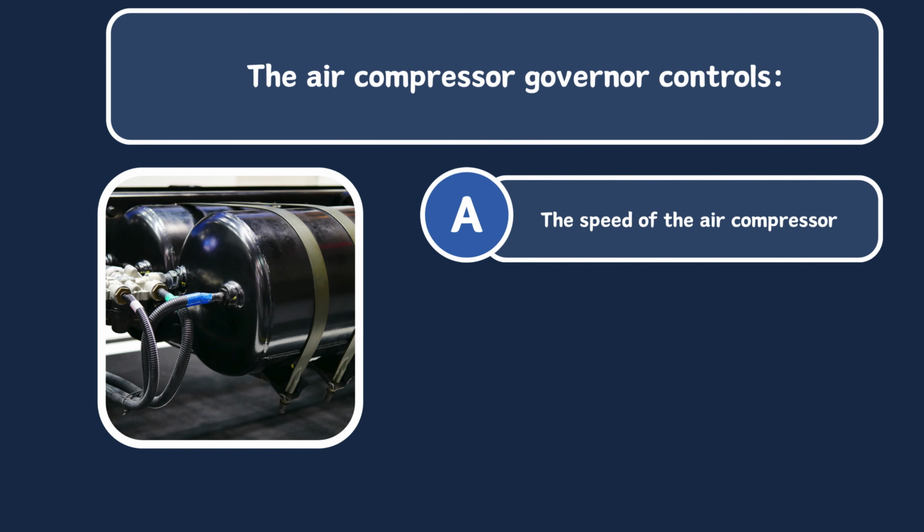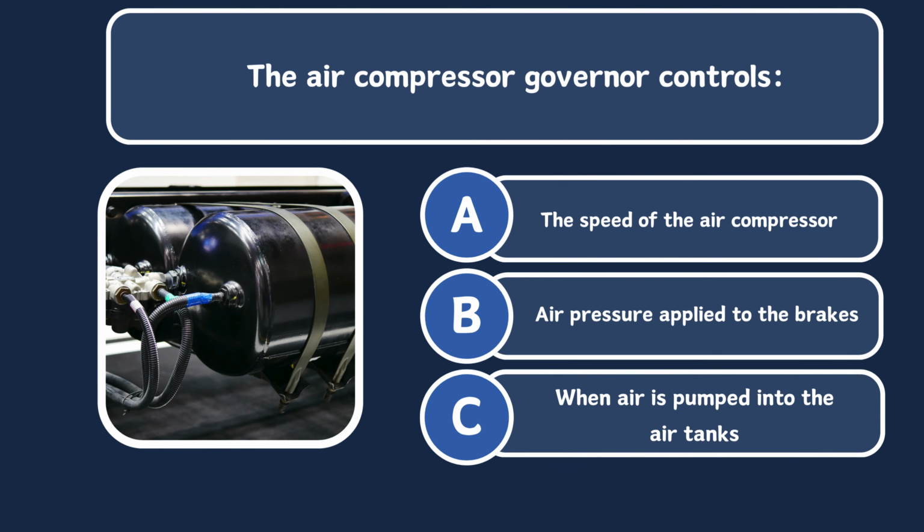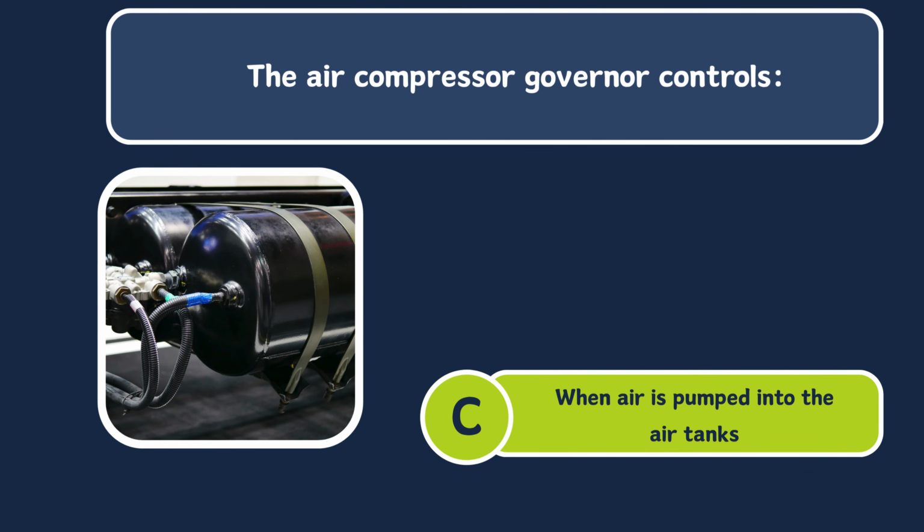Question 28. The air compressor governor controls A, the speed of the air compressor, B, air pressure applied to the brakes, C, when air is pumped into the air tanks. Correct answer is C, when air is pumped into the air tanks.